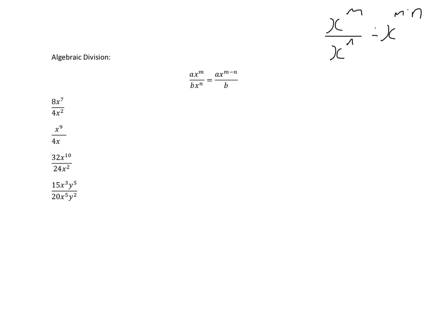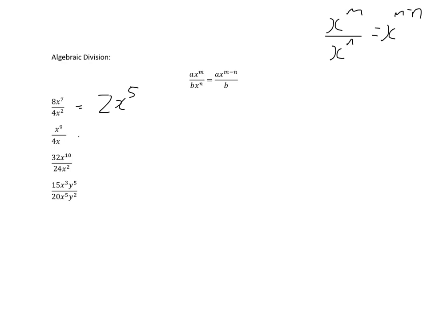Now, if I have a coefficient like these, the a and the b, I just need to divide them, okay? So here, a divided by b, in other words, 8 divided by 4 is 2, and I subtract powers, x to the power of 7 minus x to the power of 2, x to the power of 5. Now, quite often they don't end up as a single number. Quite often they end up as fractions.